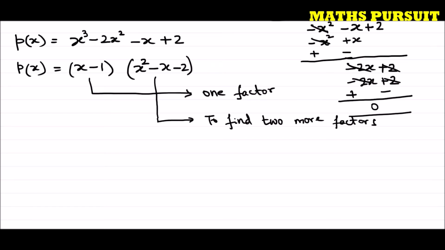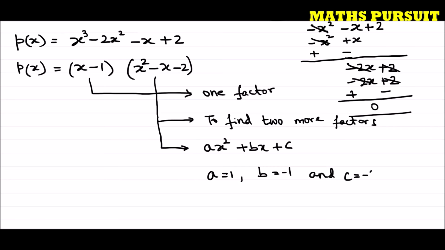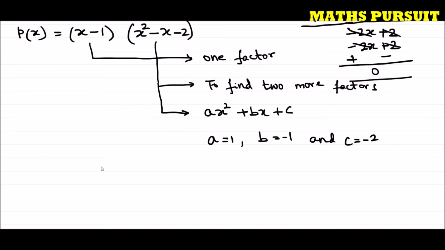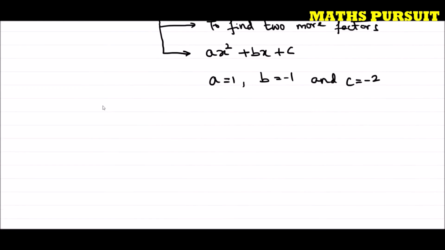This particular x to the power 2 minus x minus 2 is of the form ax to the power 2 plus bx plus c, where you will see that the value of a is equal to 1, the value of b is equal to minus 1, and the value of c is minus 2. Now it is very simple and very straightforward to factor this one. We will just be using the splitting the middle term method as we did earlier.